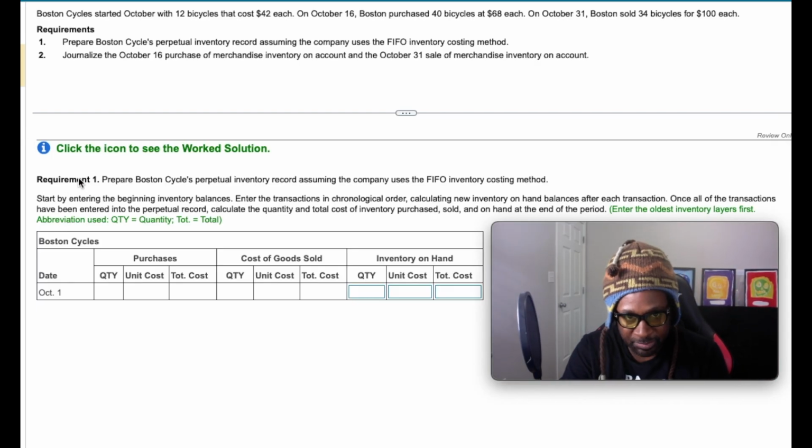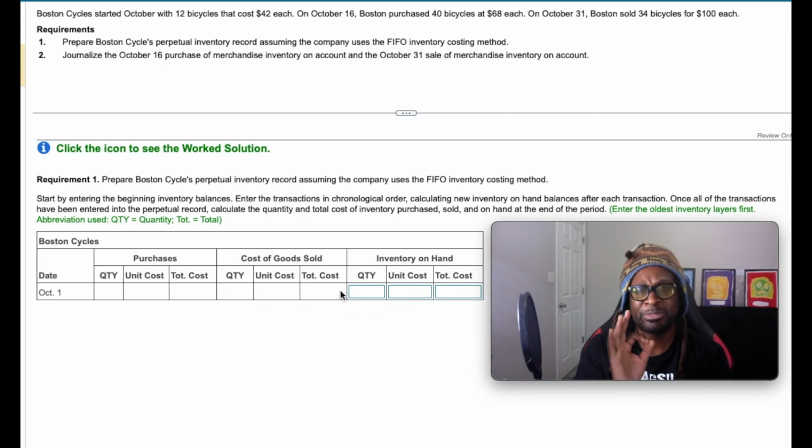So requirement 1 says prepare the perpetual inventory recording system of the FIFO. We got that, and so they gave us a beautiful table that they want us to fill out. And this table is just broken down into 3 particular columns. We have the purchases, we have the cost of goods sold, and we have the inventory on hand. Now, that cost of goods sold, that middle column, is going to reflect the units that will be reported on the income statement. Likewise, to our far right, inventory on hand represents the ending inventory you have left at the period that'll be reported on the balance sheet. So we're going to complete this for the entire period of October.